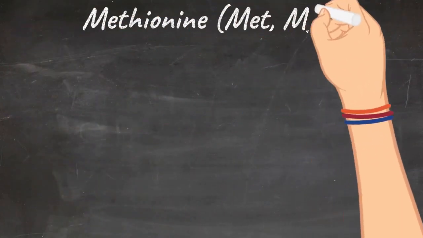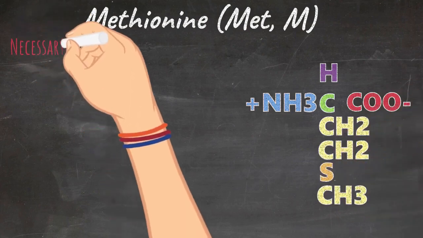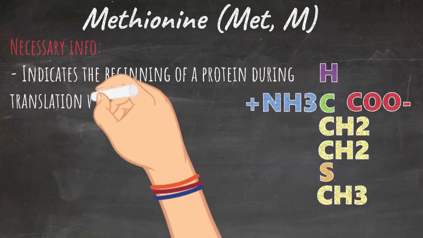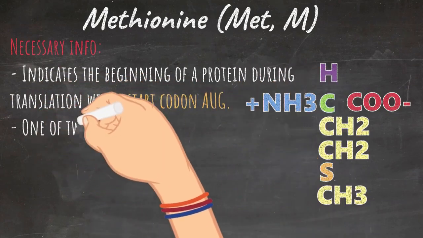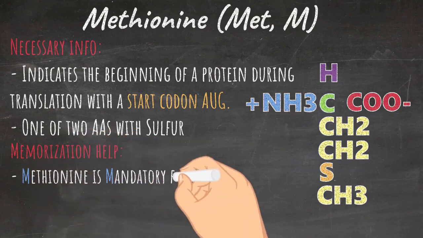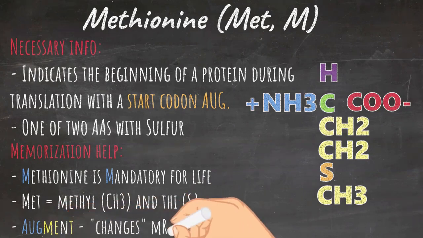Methionine is abbreviated MET and M, and it's very important to remember that this amino acid indicates the beginning of a protein during translation with a start codon AUG. This is the only one of 3 start codons that you should know for the MCAT. It is one of 2 amino acids with sulfur, the other one being cysteine.